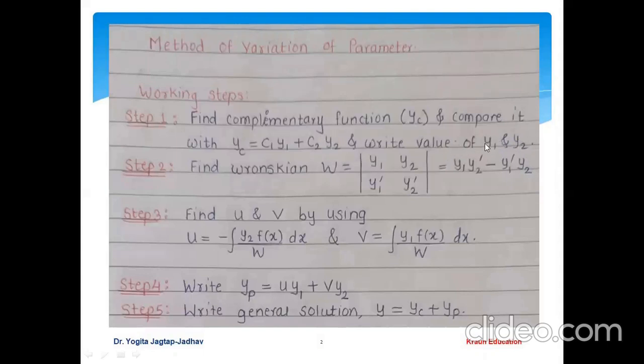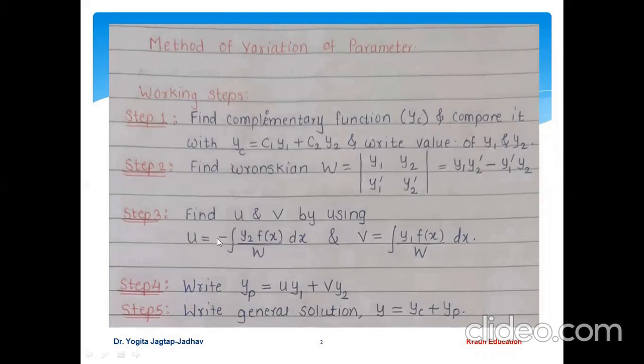Once you write down the values of y1 and y2, in step number 2, you have to find the value of the Wronskian W, that is equal to the determinant of y1, y2, y1 dash, y2 dash. While solving this determinant, we have y1 y2 dash minus y1 dash y2, taking diagonal multiplication, and the middle sign is negative.